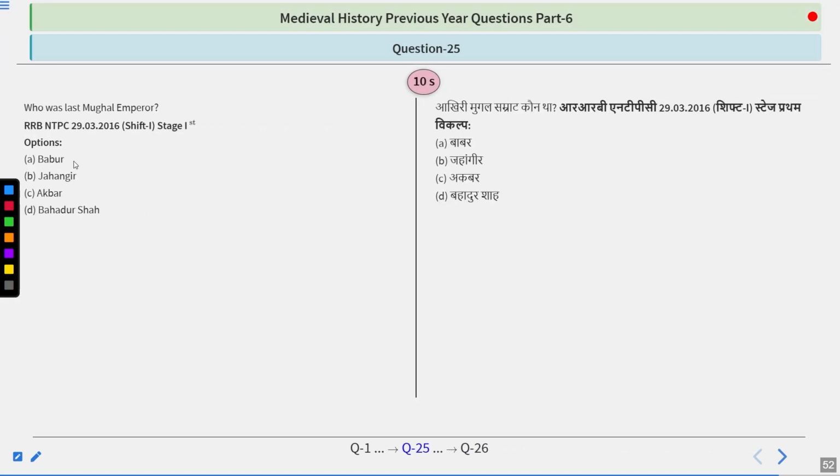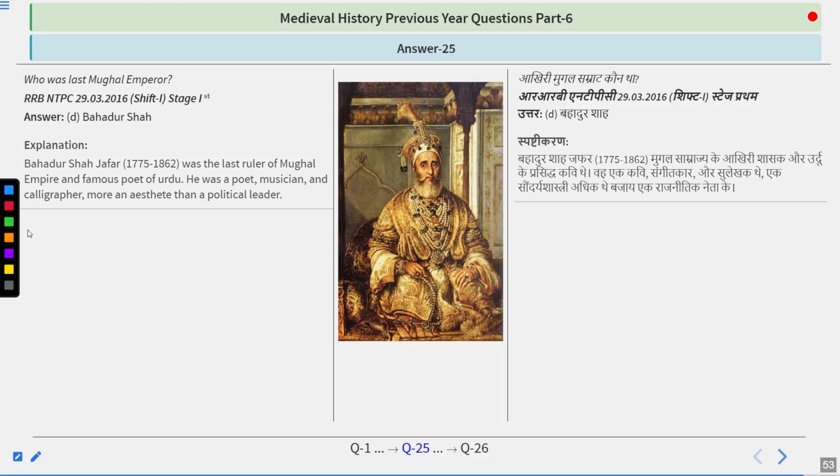Who was the last Mughal emperor? Babur, Jahangir, Akbar, or Bahadur Shah? Take your time, guys. The answer is Bahadur Shah. So Bahadur Shah Zafar was the last ruler of the Mughal Empire and a famous poet of Urdu. He was a poet, musician, and calligrapher, more an aesthete than a political leader.